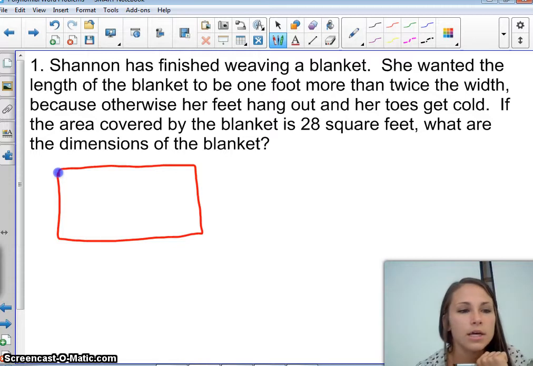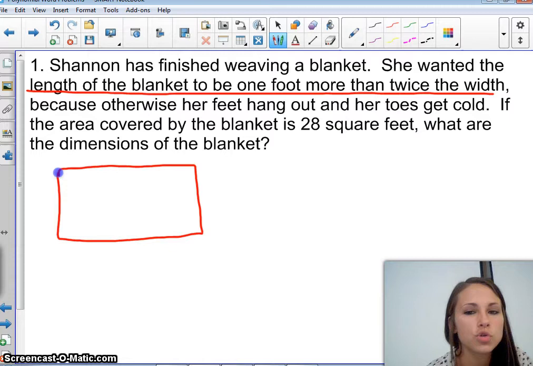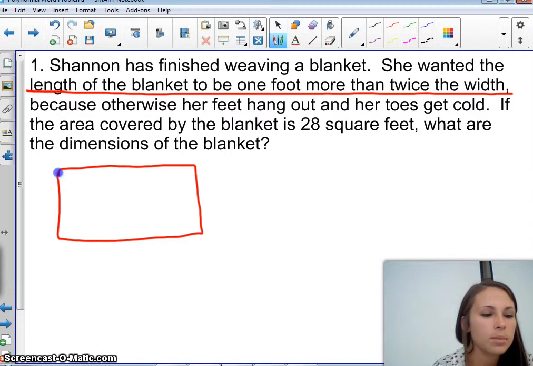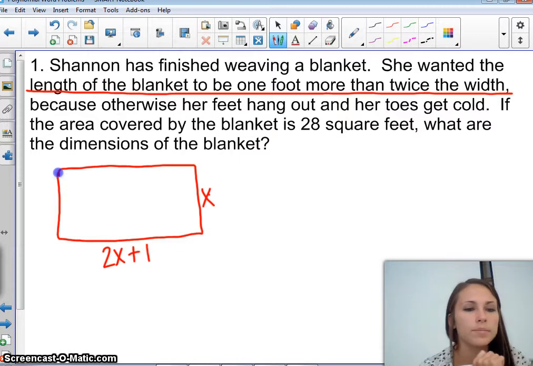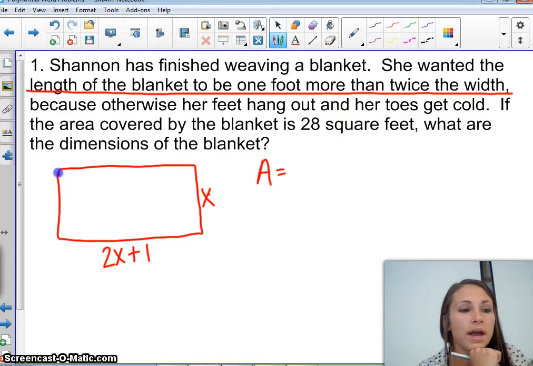and it says that she wants the length of the blanket to be 1 foot more than twice the width. Okay, so I'm going to make the length of the blanket be 1 foot more than twice the width. This is x, my width, and then the length would be twice that, so 2x, and then 1 foot more than that, plus 1.